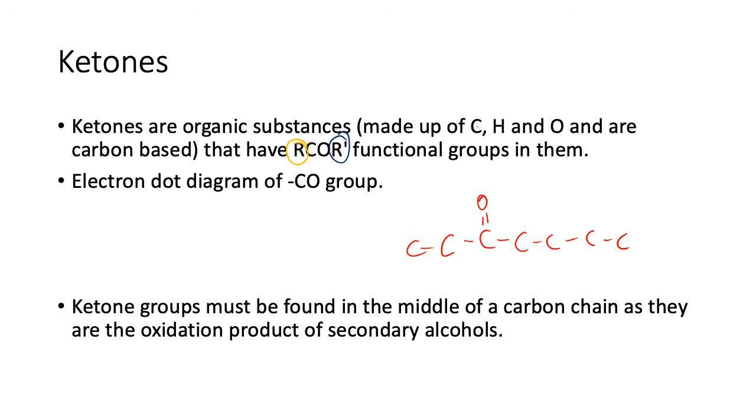All right. Ketone groups must be found in the middle of carbon chains, as they are the oxidation product of secondary alcohols. Okay, and secondary alcohols are found in the middle. And if you think about it, if you have a double bonded O to a terminal carbon, that's just an aldehyde group. So that's why aldehydes and ketones are actually very similar substances. All right, let's move on.